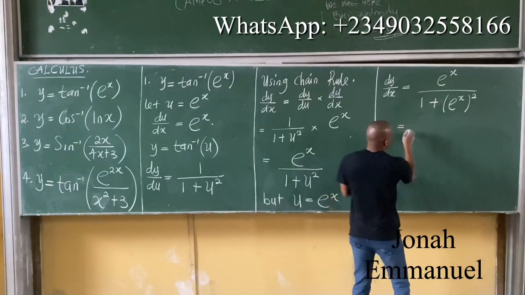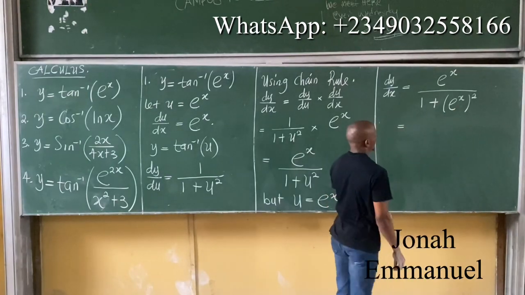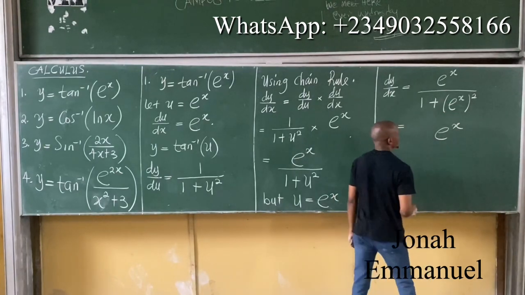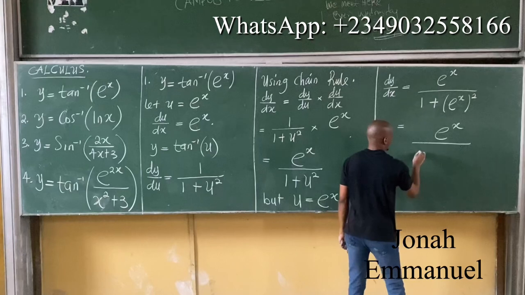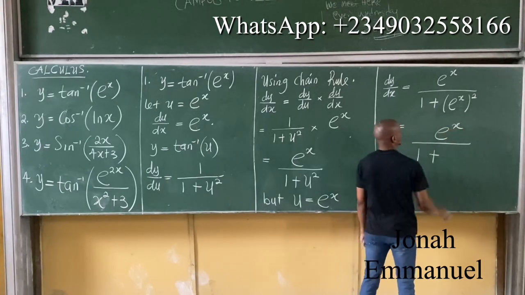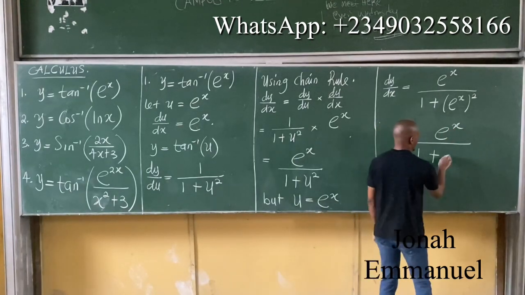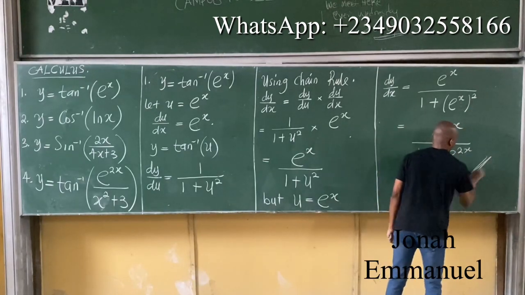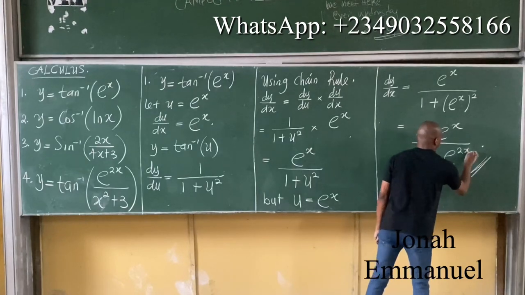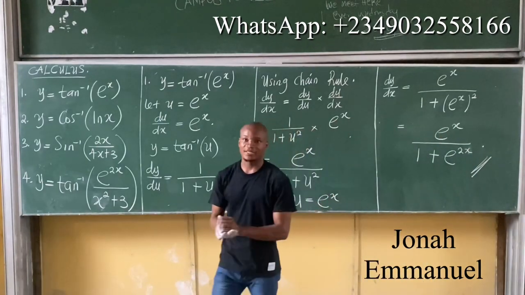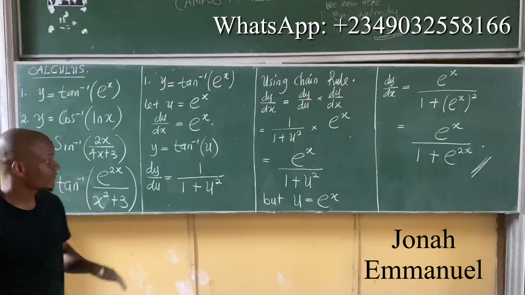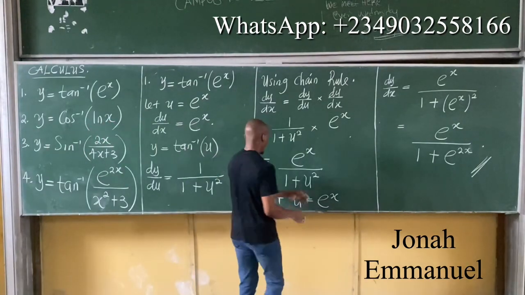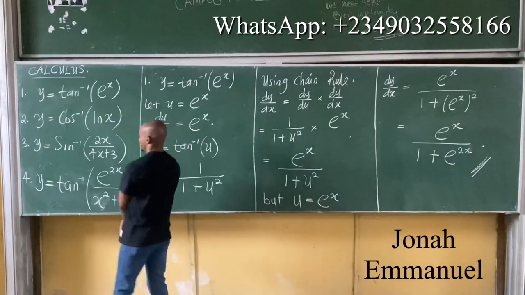Question now is, how do you expand this? If I expand this, what do you get? This gives you exponential x all over 1 plus, these two multiply, exponential of x times 2, that's squared. So this becomes your answer: exponential x all over 1 plus exponential 2x. That's how you solve it. Alright, that's your answer.